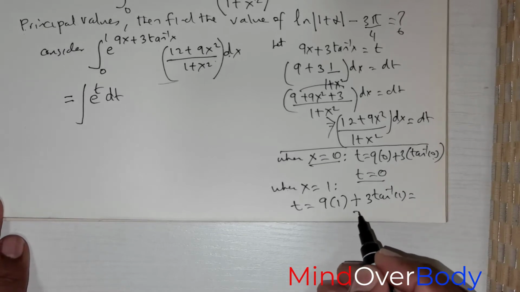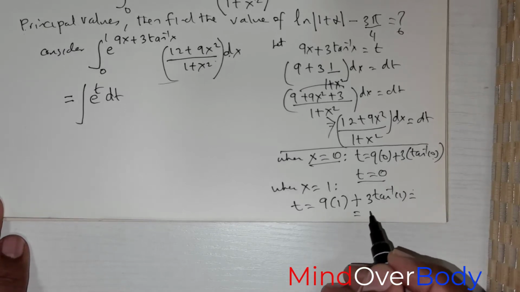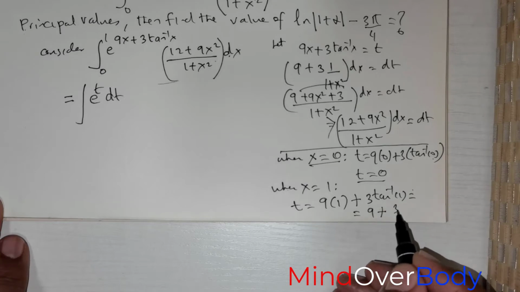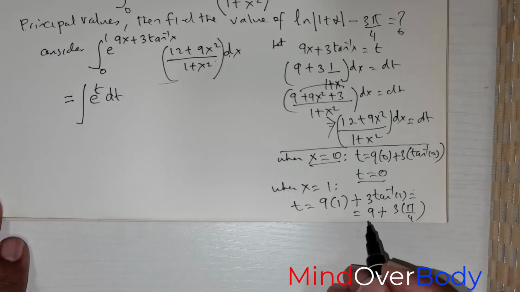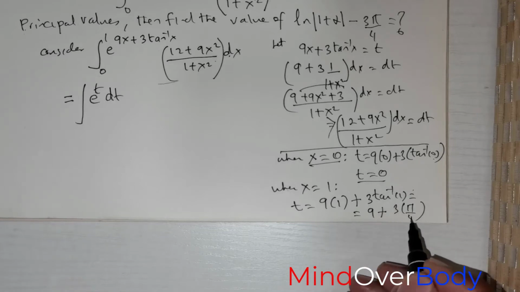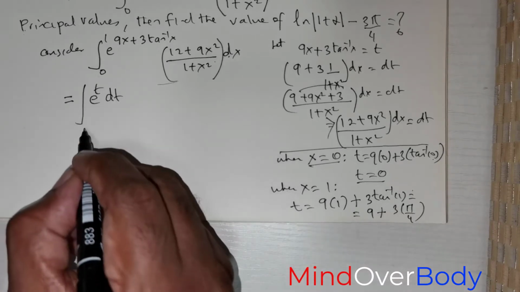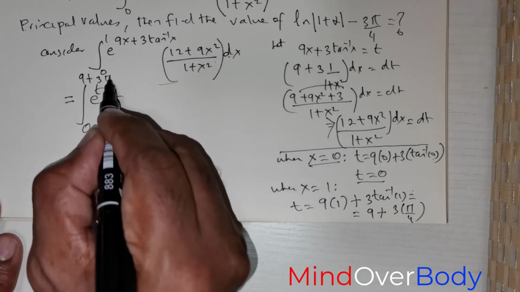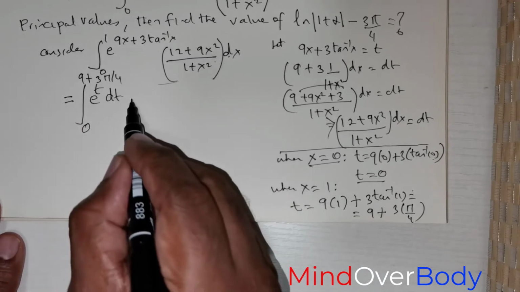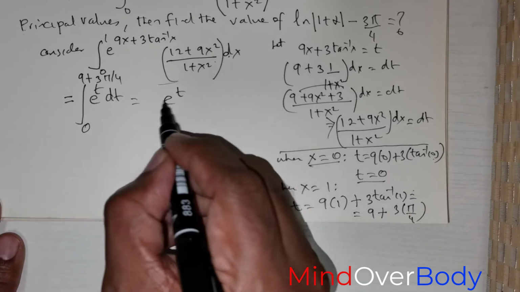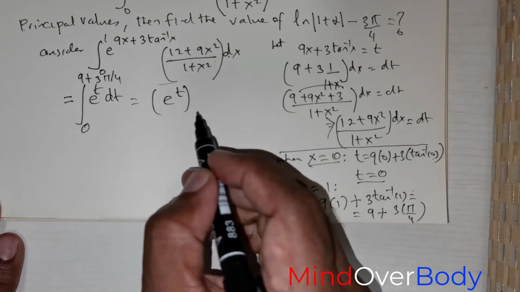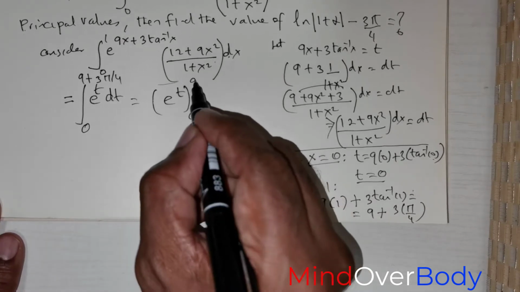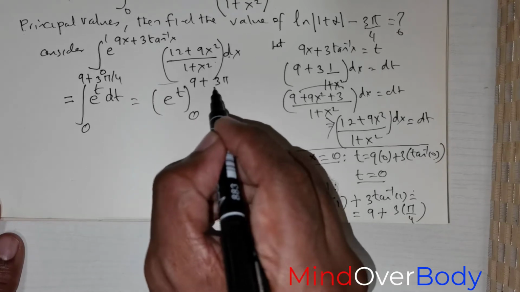Now this is equal to 9 positive 3 times tan inverse of 1, which is pi over 4. So this is what we get: 9 positive 3 pi over 4. So the limits are 0 to 9 positive 3 pi over 4. Now if I were to integrate this, this is going to give me e raised to the power of t, with the limits being 0 to 9 positive 3 pi over 4.